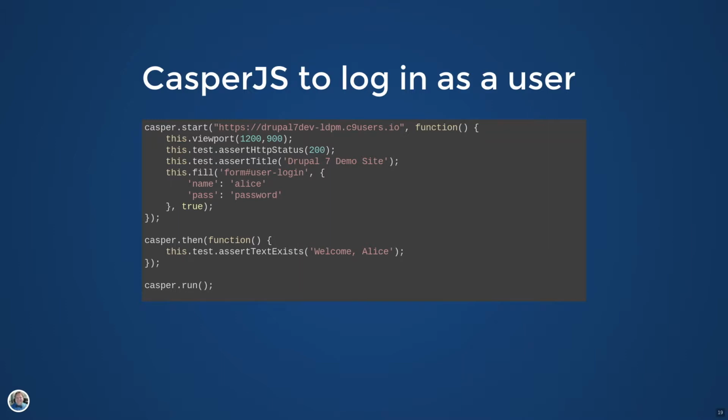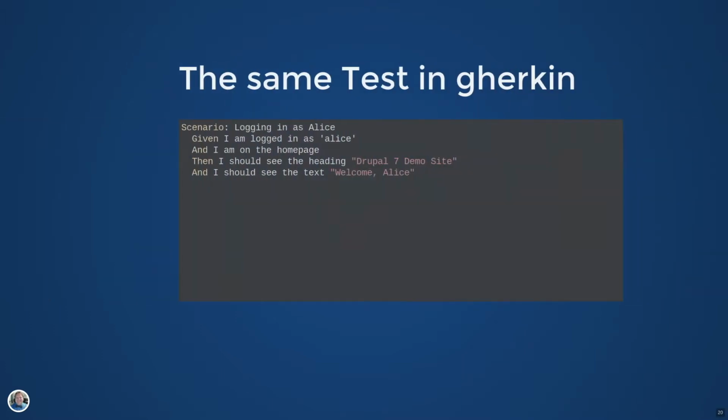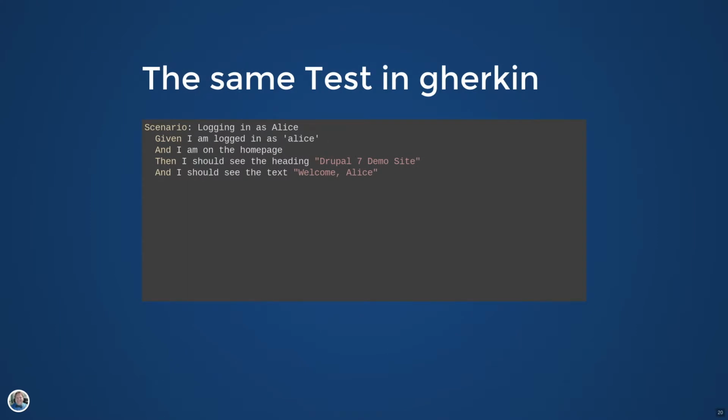No, okay. So first we specify the URL, we tell Casper to get started, we check for an HTTP status of 200 OK, then we assert, using this test sublibrary of Casper that gives us all those assert calls. If we don't do any asserts in a Casper call, then it'll happily bot its way through, but it won't tell us if anything went wrong. So we assert that the title of the page is Drupal 7 demo site. We fill in this form, we click it, and then we assert that the text exists on our resulting page, welcome Alice. That same test in Gherkin looks like this.